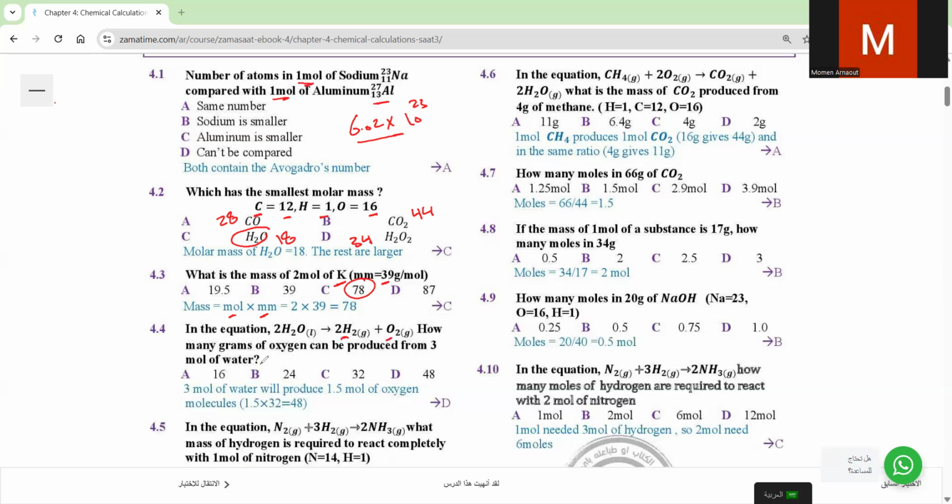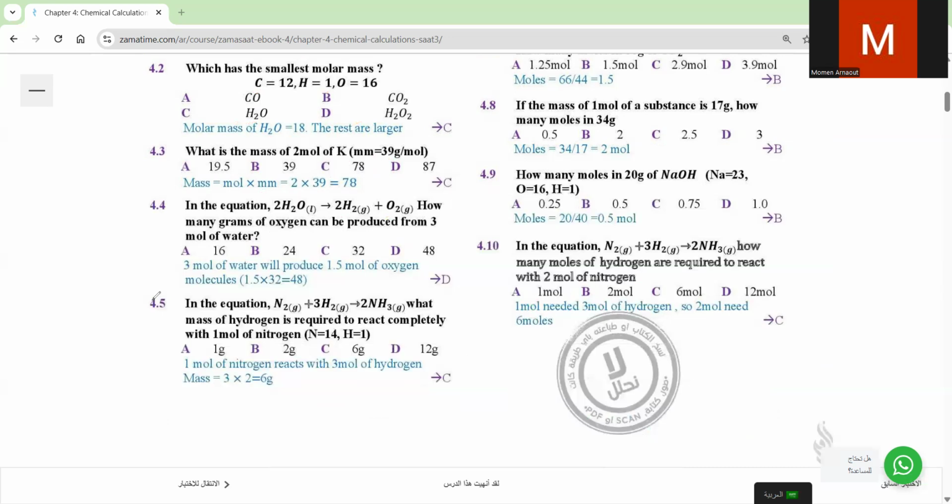In the equation 2H2O producing 2H2 plus O2, how many grams of oxygen can be produced from 3 moles of water? Here, how can we convert it? In a very simple way. Let's erase. Look at the equation and determine what the two substances in the question are. How many grams of oxygen and water? So I should focus on oxygen and water.